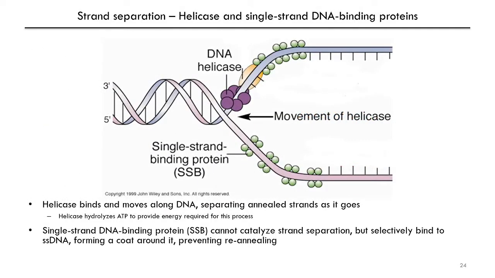Helicase binds and moves along DNA, separating annealed strands as it goes. Helicase has to separate the DNA at physiological temperature, so to unwind the double helix below the melting temperature, it hydrolyzes ATP to provide the energy required to pull apart the strands. Single-strand DNA binding protein cannot catalyze strand separation, but it selectively binds single-stranded DNA, forming a coat around it and preventing reannealing of separated strands.